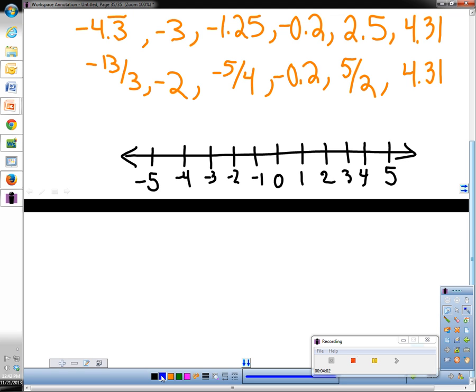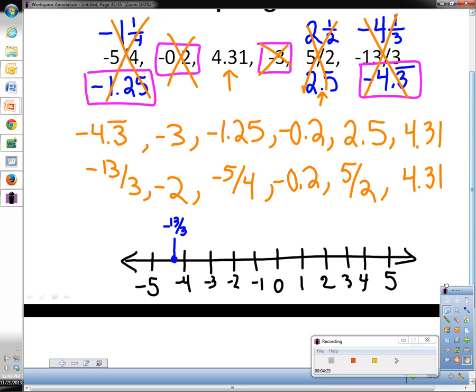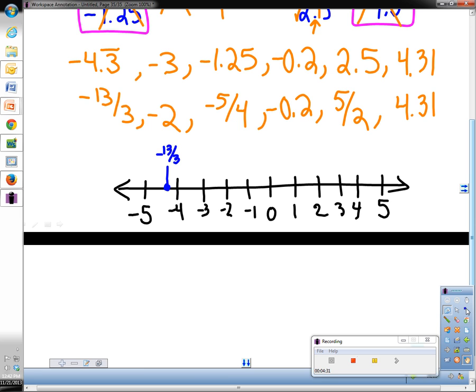All right, so I'm going to start with -4.3 repeating. I know it's going to be between -4 and -5, not quite to the halfway mark. So I'm going to put a dot there, and then I'm going to label that -13/3. The next one I have, looks like I wrote something down incorrectly. This was supposed to be -3. So -3 is going to be right on -3 on my number line.